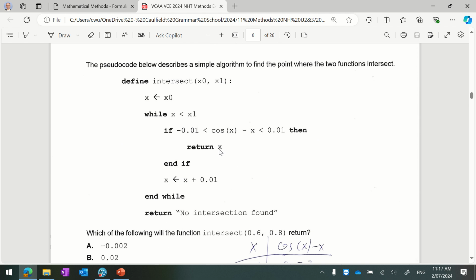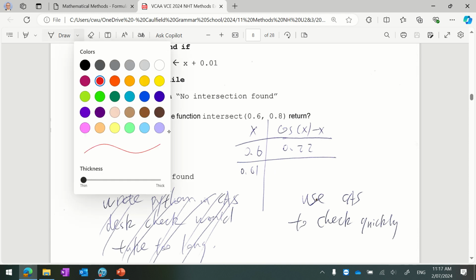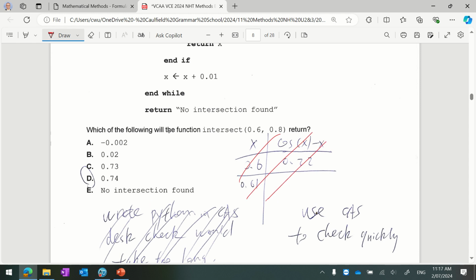If you understand the pseudocode, you could do this very quickly by manually checking on your CAS with some calculation. You don't need to write Python code or a desk check. None of that. It will just be a big waste of time. Yeah, so let me get rid of this actually. Get rid of that.